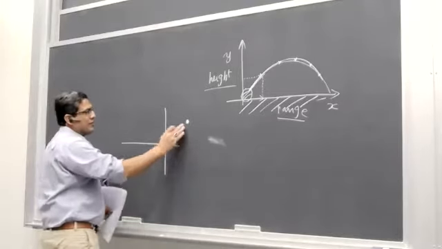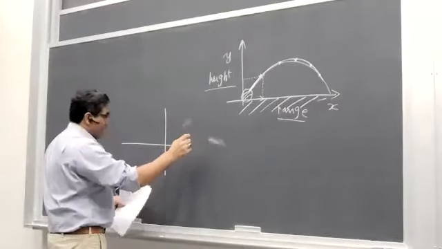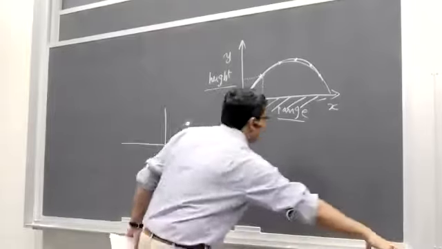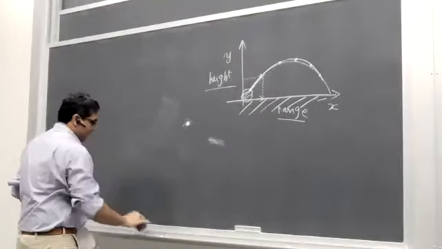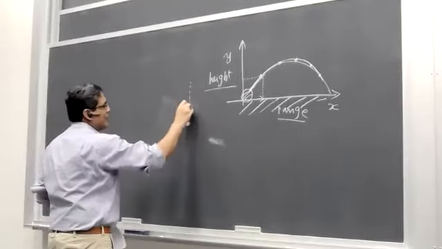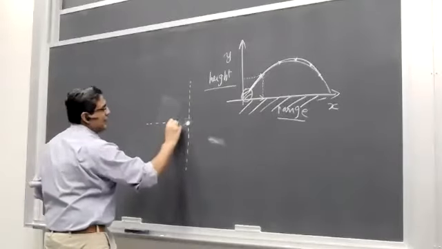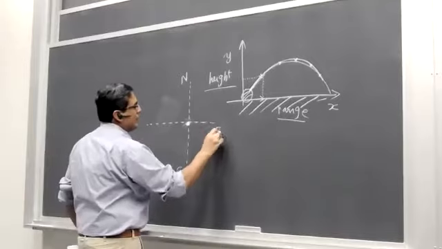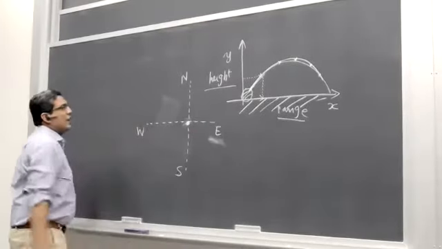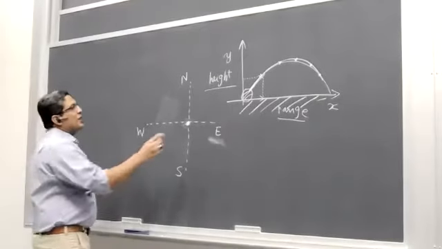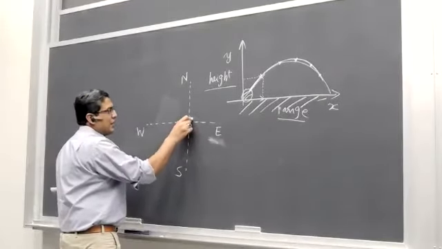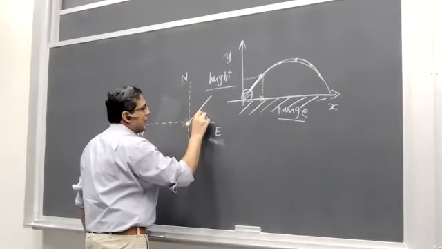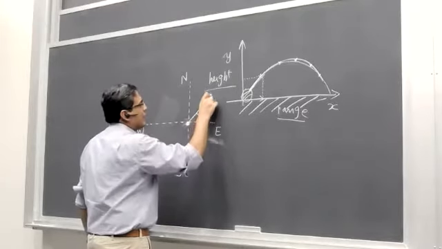So if you tell this person who is standing here, let me just erase this. And since the person has a sense of direction, let's say this is north, south, east, and west. If you tell this person to move 30 degrees northeast, 10 meters, that would be complete information.